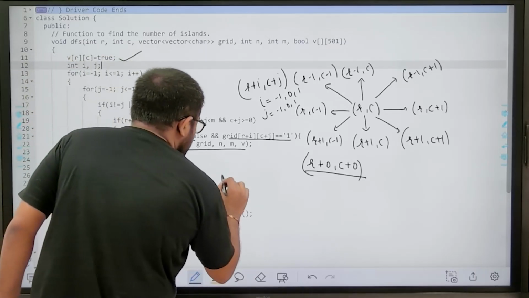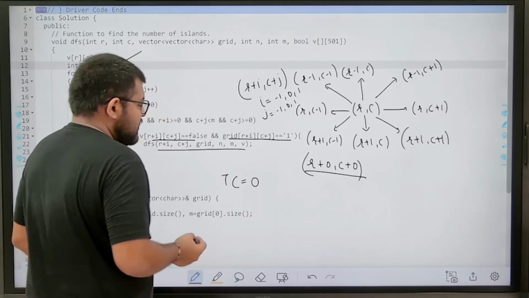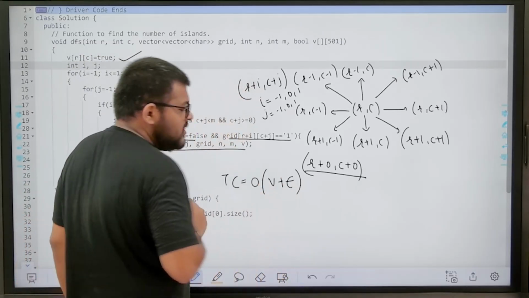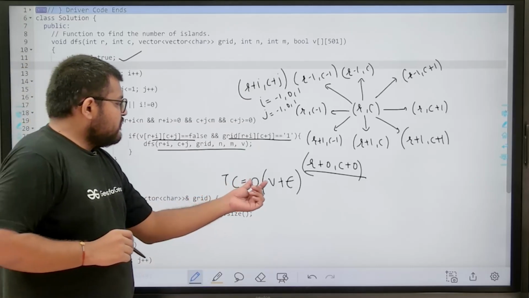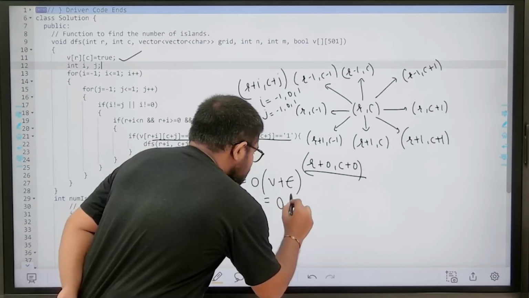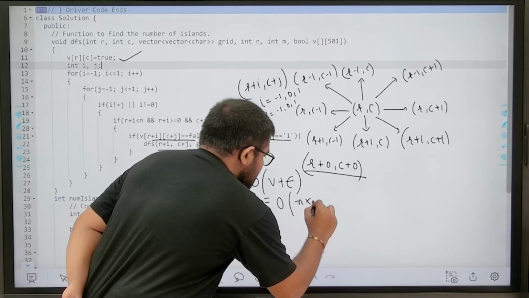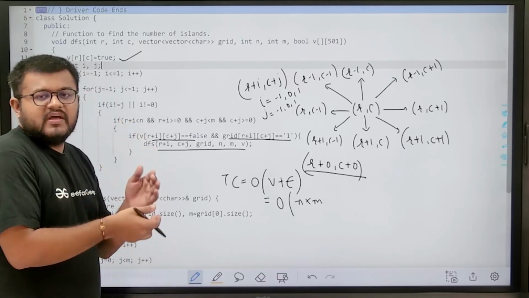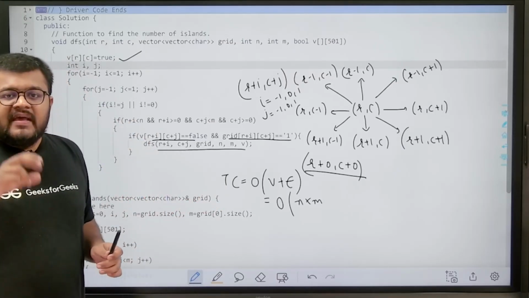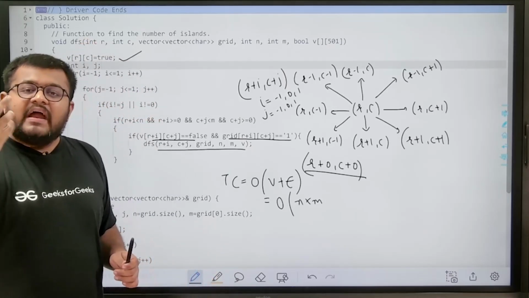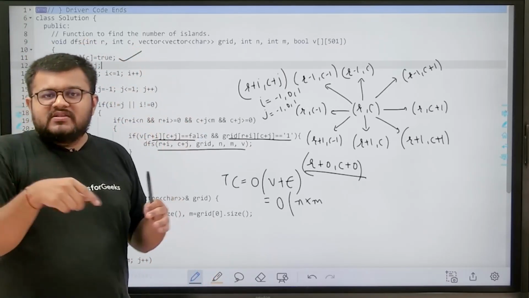And what would be the time complexity? See, basically we are applying a DFS. In DFS, the time complexity is V plus E, right, where V is the number of vertices and E is the number of edges. How many vertices do we have? We have n cross m vertices because each cell is considered as a vertex in the 2D grid. How many edges are there? Each cell is connected to 8 adjacent cells, at max. We are not considering the boundaries.